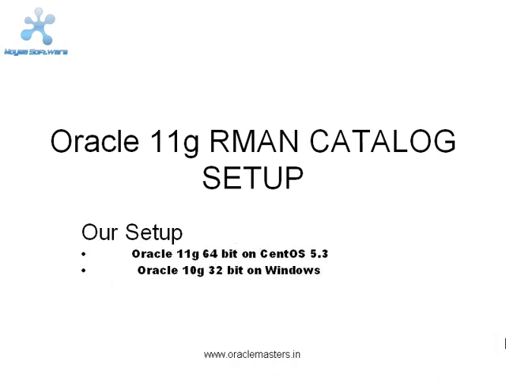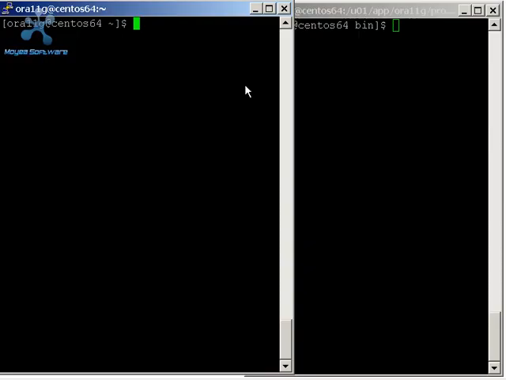We will be using an Oracle 11g 64-bit database for the RMAN repository. It is installed on CentOS 5.3, and the target database will be an Oracle 10g 32-bit database on Windows. I have two sessions here. I will use the session on the left to create the tablespace, the RMAN user, and then for granting the privileges. The session on the right, I am going to use for creating the catalog using the RMAN binary.